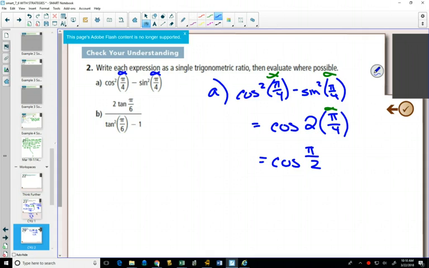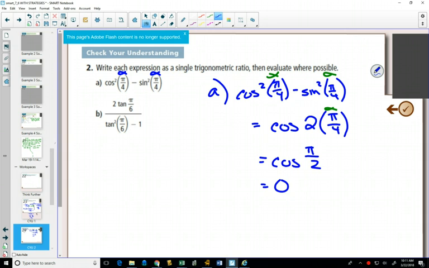What is cos of pi over 2? Unit circle, x coordinate, 0. Now, in this question, because they gave us pi over 4, and pi over 4 is on your unit circle, you could have figured this one out directly. Like, if I wanted to evaluate this directly, I say cos of pi over 4 is root 2 over 2. So this would be root 2 over 2 squared minus root 2 over 2 squared. And that might also be obvious that that's 0.